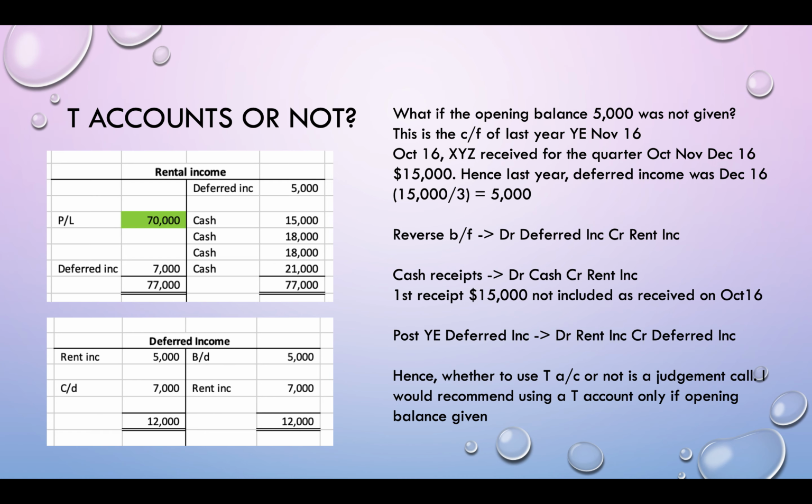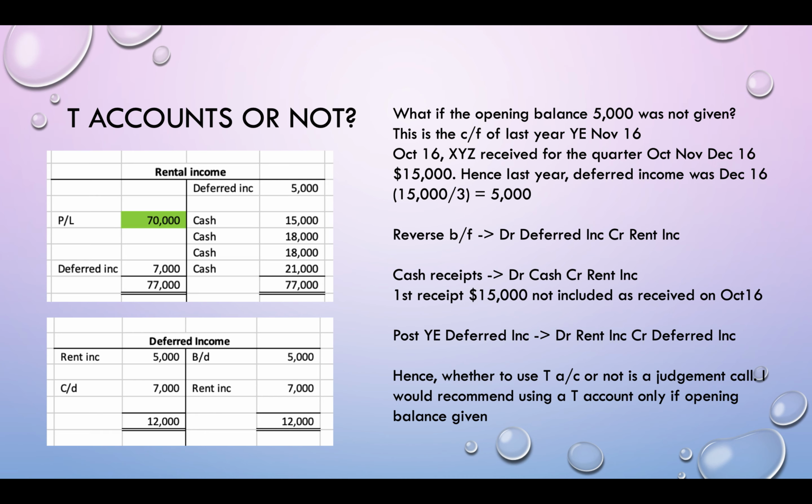What I would like to point out as well is that for the exams, if you want to be quicker, a small trick is: deferred income always has a brought down balance on the credit side. Therefore, instead of putting the deferred income T account in your calculations, you just always have to put the brought down figure on the right.